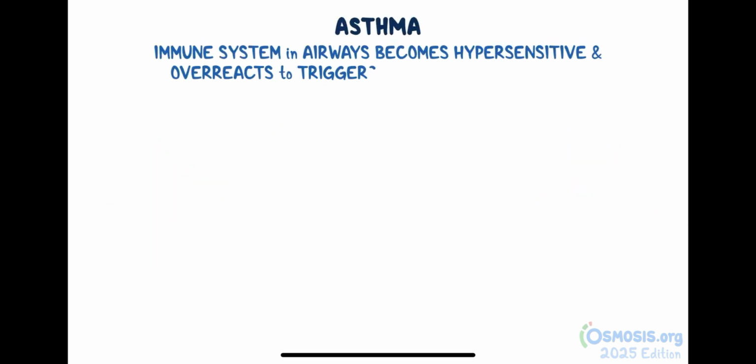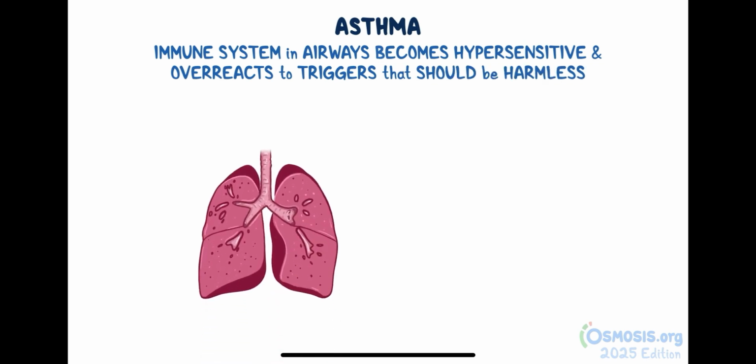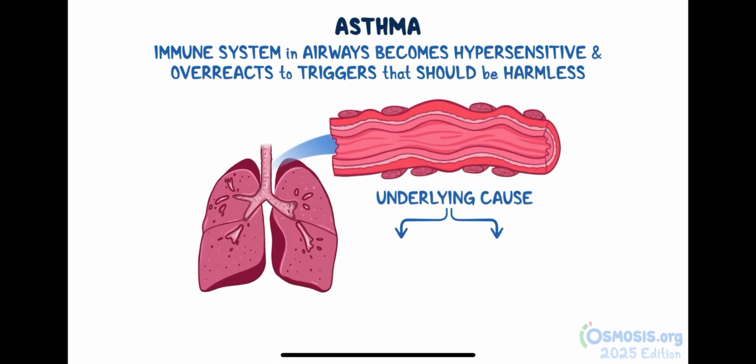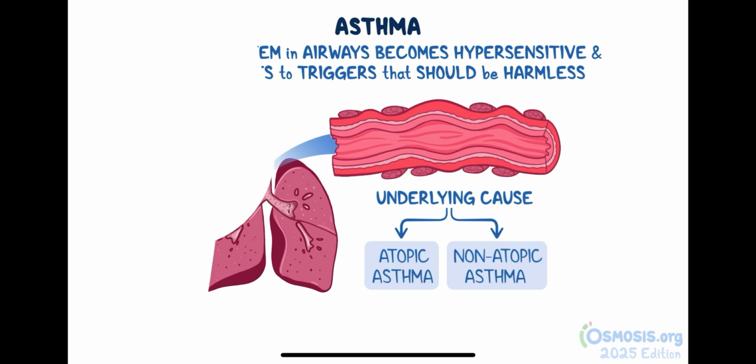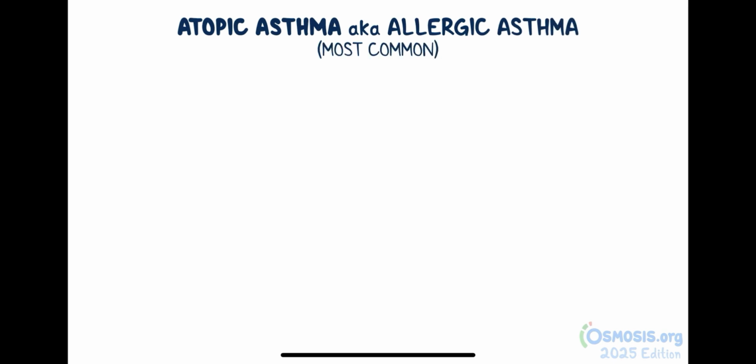Now, asthma develops when the immune system in the airways becomes hypersensitive and overreacts to triggers that should be harmless. Based on the underlying cause, asthma can be classified as atopic and non-atopic asthma. Atopic asthma, also known as allergic asthma, is the most common type of asthma.